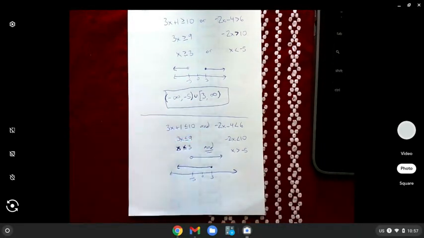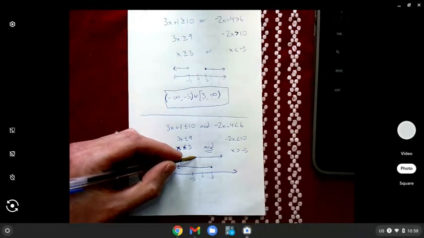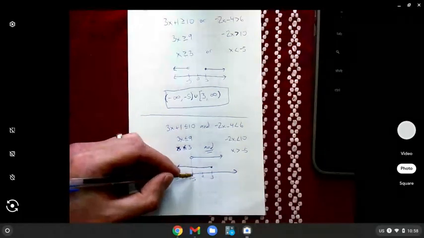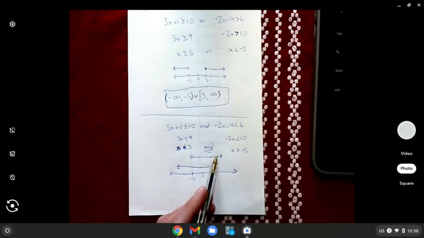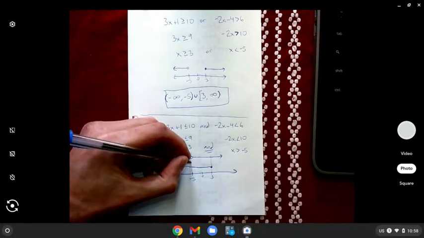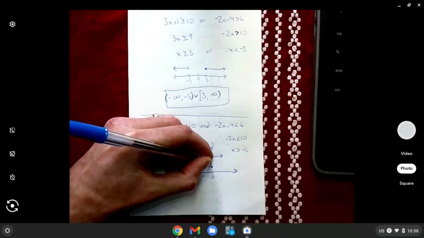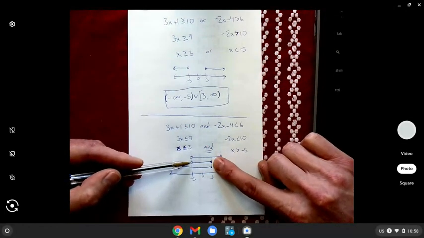Because this is an and problem, it has to work for this inequality and this inequality at the same time. What I want to look for is, where do these two lines overlap? And they're going to overlap from here to here. Everything in between is where those two inequalities overlap. Beyond 3 to the right only works for one of them, not both. Beyond negative 5 to the left only works for one of them, not both. So I would draw my inequality like this. That middle line right there. That's the final answer for graphing the inequality right there.